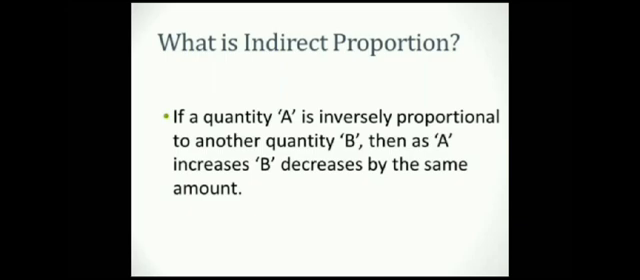If a quantity A is inversely proportional to another quantity B, then as A increases, B will decrease by the same amount. For example, two quantities, let us take x and y, are said to vary in inverse proportion if there exists a relation of the type xy = k between them, where k is a constant.